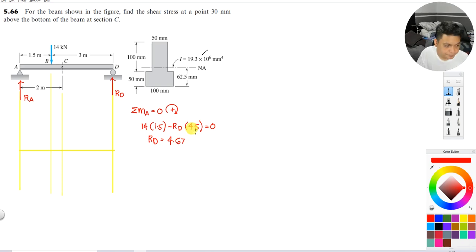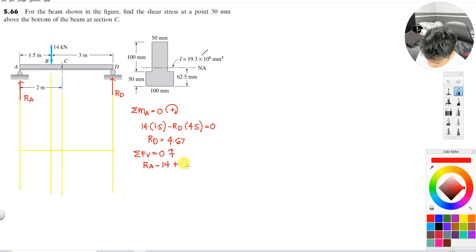So RD is 4.67. And then again, summation of vertical forces equal to 0, upward is positive. We have RA minus 14 plus RD, which is 4.67, equal to 0. So RA equals 14 minus 4.67, which is 9.33. Again, this is in kilonewton.